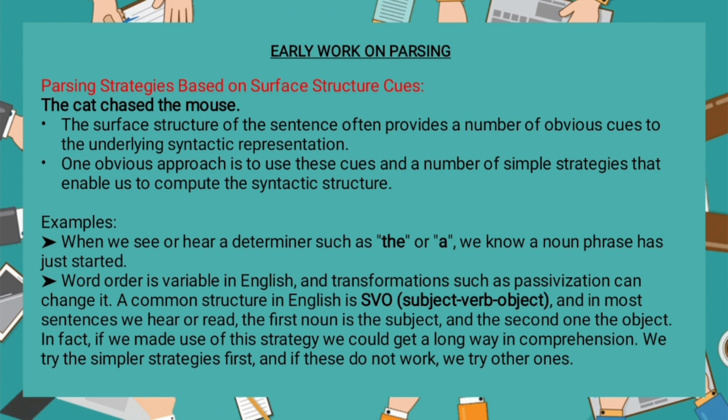has just started. Word order is variable in English, and transformations such as passivization can change it. A common structure in English is SVO, or subject, verb, object, and in most sentences we hear or read, the first noun is the subject and the second one the object. In fact, if we made use of this strategy, we could get a long way in comprehension. We try the simpler strategies first, and if these do not work, we try other ones.